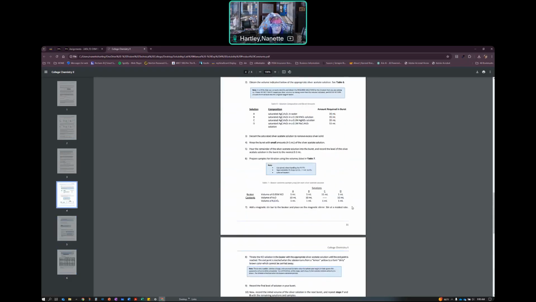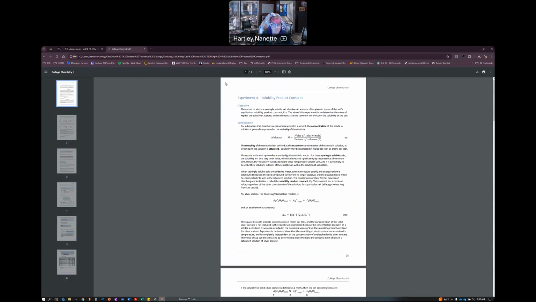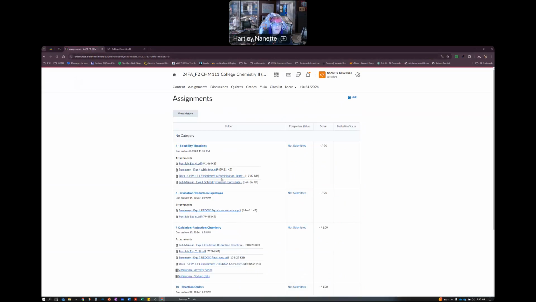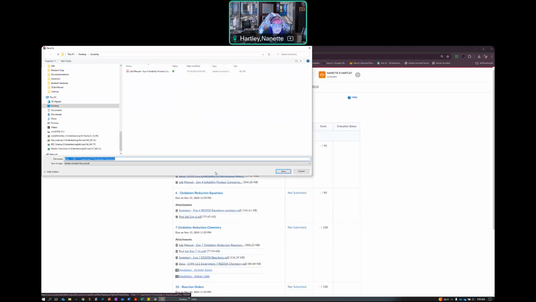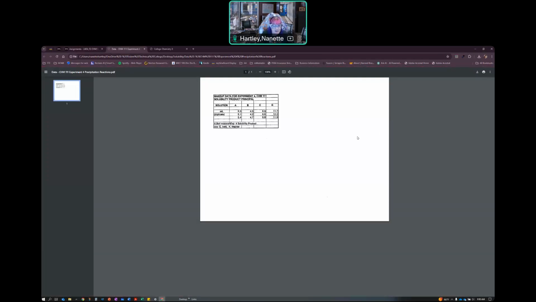So this is the information from the lab manual about how these calculations are done. Now, in addition to that, you get this data. This is the set of data that comes from this experiment. If you were a student in the physical lab and you weren't able to actually do this experiment, this is the data that you would get.